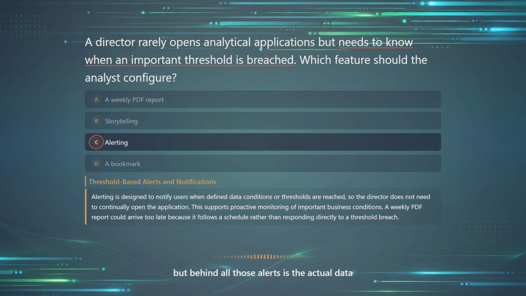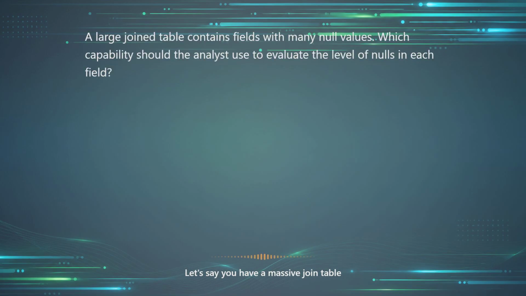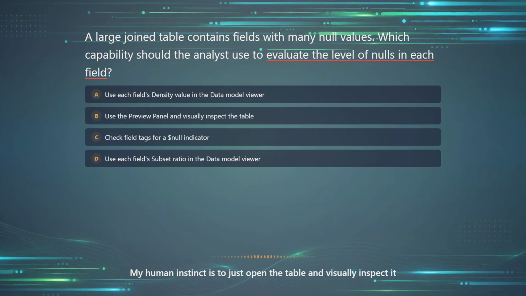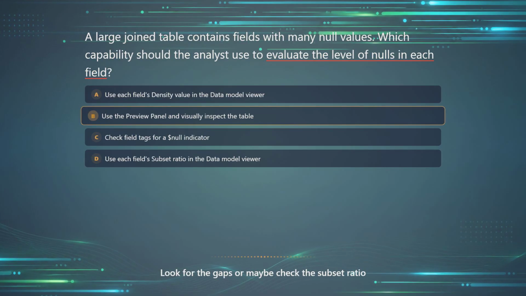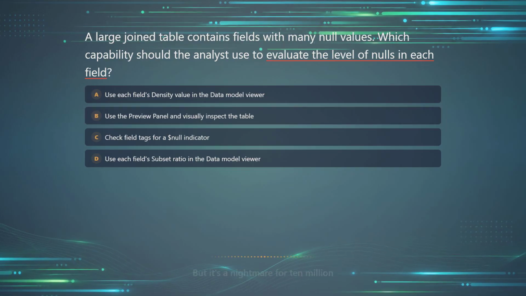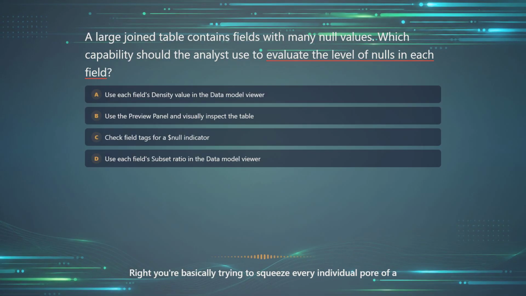But behind all those alerts is the actual data. Let's say you have a massive join table, and you suspect there are a ton of missing or null values. Yeah, the data gaps. My human instinct is to just open the table and visually inspect it, look for the gaps. Or maybe check the subset ratio. Visual inspection works for 10 rows, but it's a nightmare for 10 million. Right. You're basically trying to squeeze every individual pore of a sponge to see if it's wet.